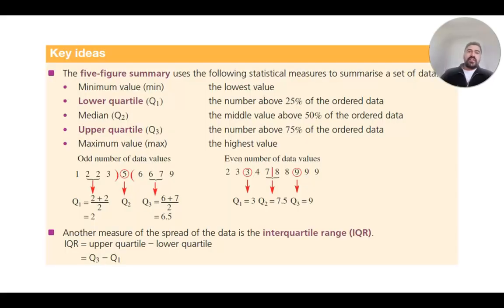So the 5-figure summary or 5-number summary system that some textbooks look into is a list of 5 important features of numerical data.